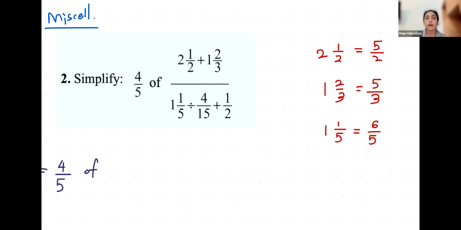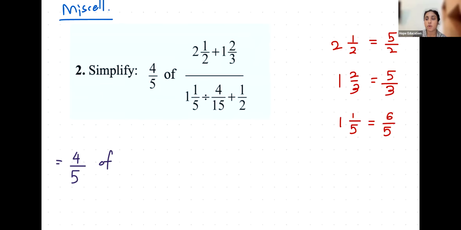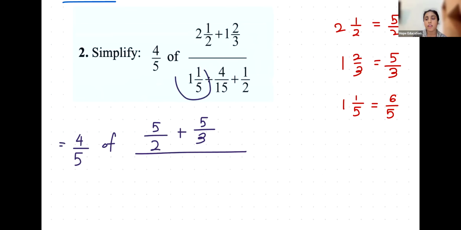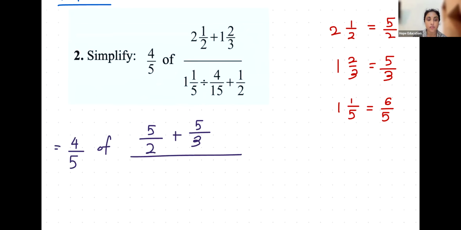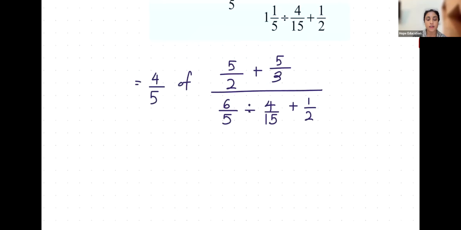Now we will go forward. 2 1 over 2 becomes 5 over 2, so I will write 5 over 2 here, plus 1 2 over 3 becomes 5 over 3, so I will write 5 over 3 here, divided by 1 1 over 5, which is 6 over 5, so I will write 6 over 5 here, divided by 4 over 15, plus 1 over 2. Okay. So 4 over 5 of.